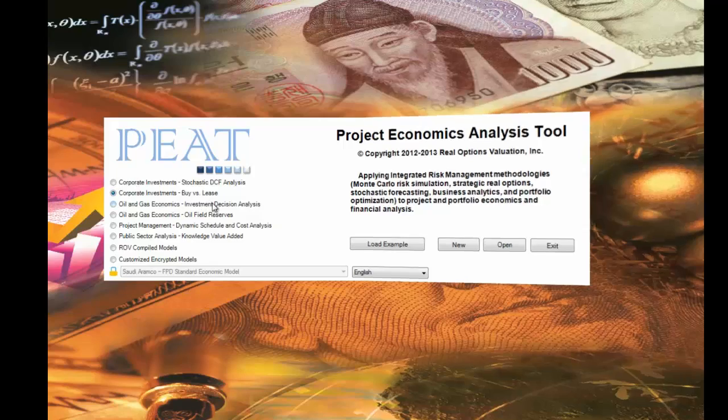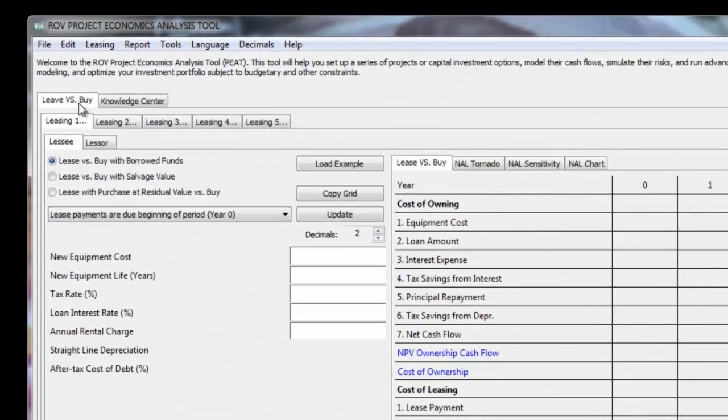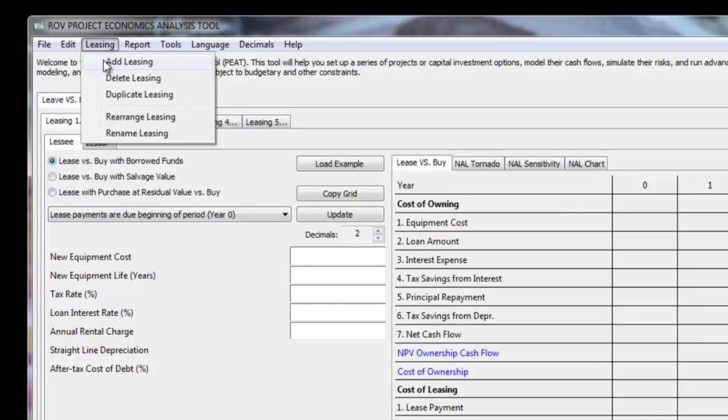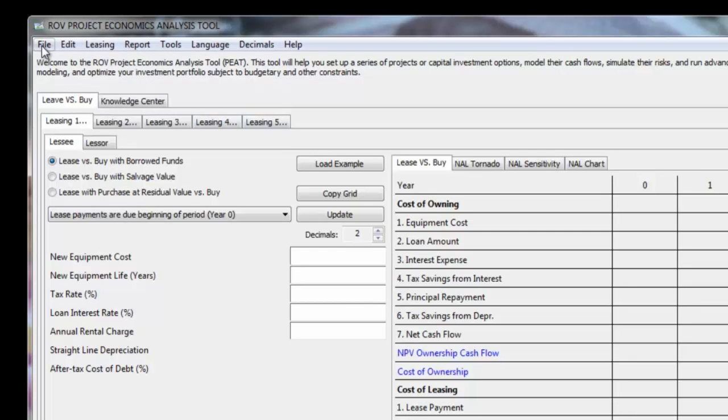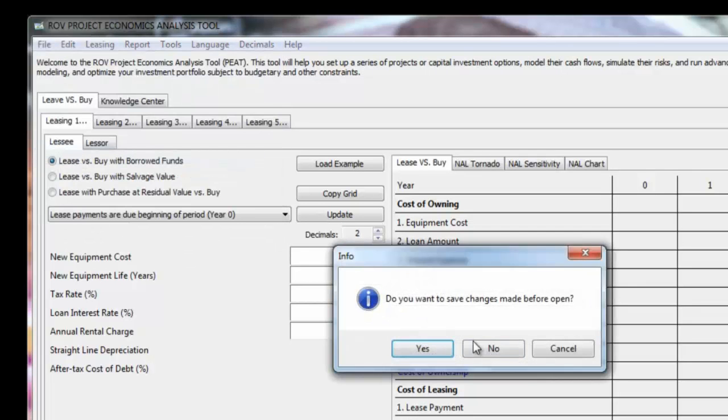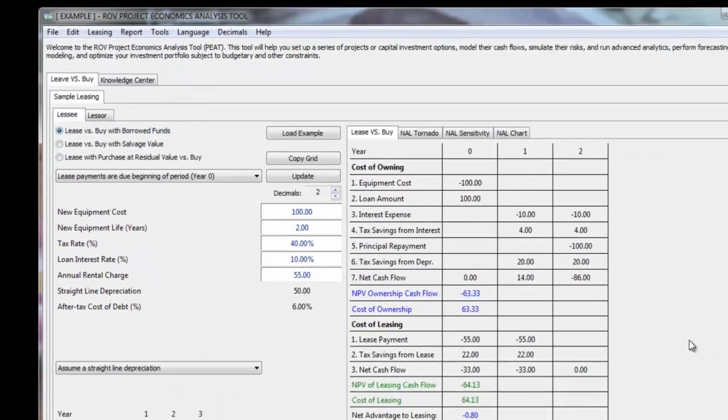Things like buy versus lease. Here's the buy versus lease capability. You can add as many of these leasing tabs as you wish. Just go to the leasing menu and add lease, delete or duplicate. Or also click on load example, and what it does is it will load a sample example for you.